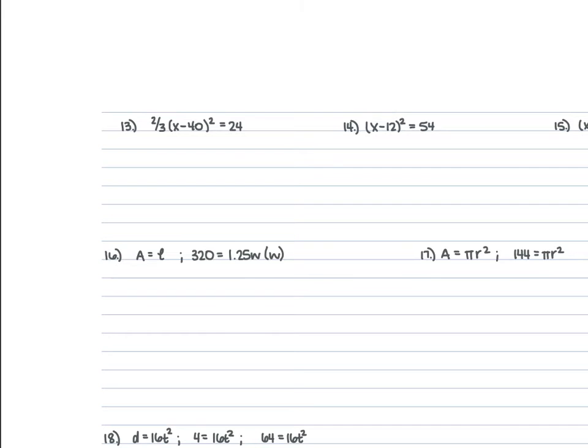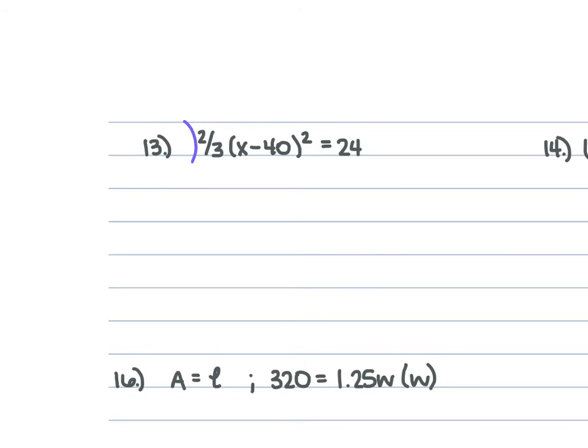For our next question, number 13, we have 2 over 3. In your actual practice, it's 2 underscore 3. It's supposed to be 2 over 3. So it's a fraction. 2/3 times x minus 40 squared is equal to 24. So we're going to first get rid of that 2/3. So we're going to multiply each side by 3 over 2. These are going to cancel, leave us with x minus 40 squared is equal to, the 24 and the 2 can cross simplify. The 2 will become a 1, the 24 becomes a 12. So we're doing 12 times 3, which is 36.